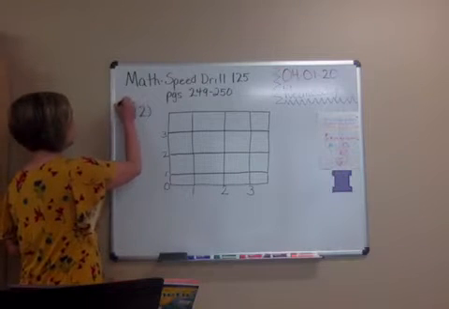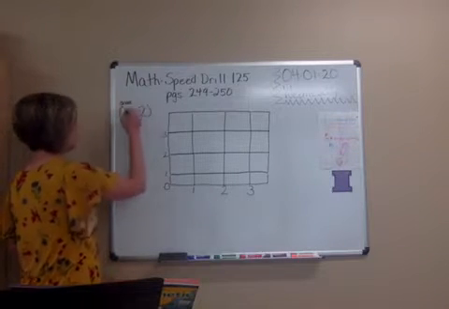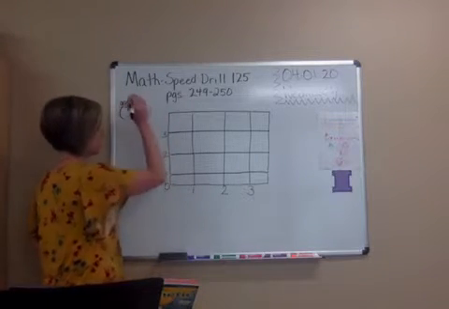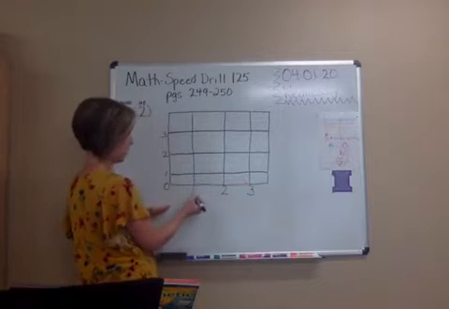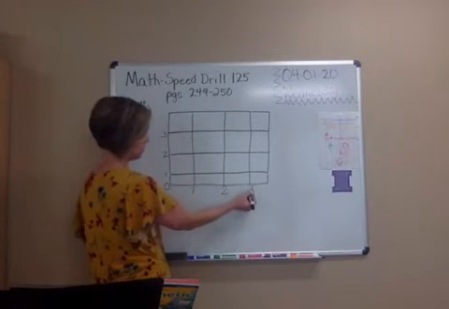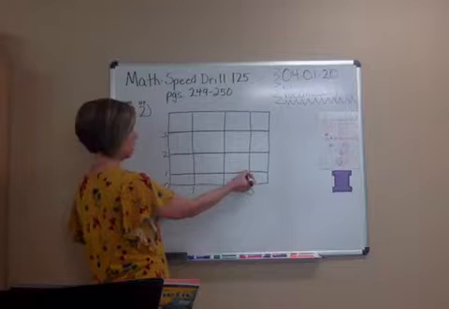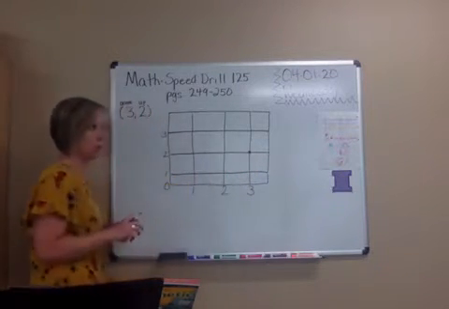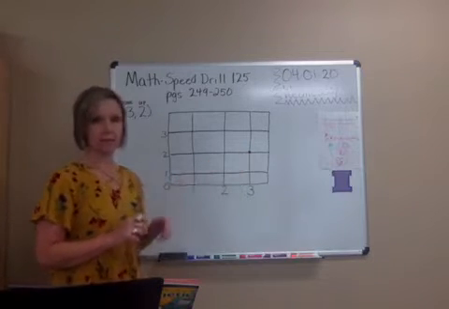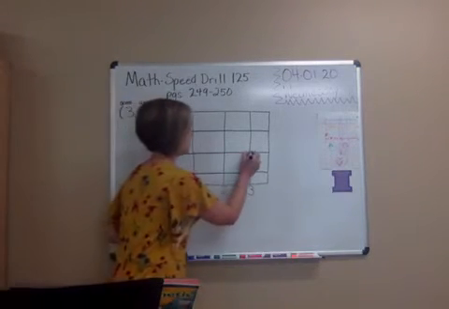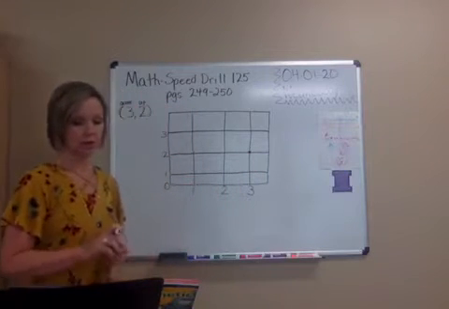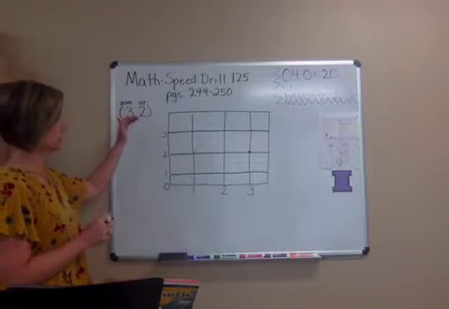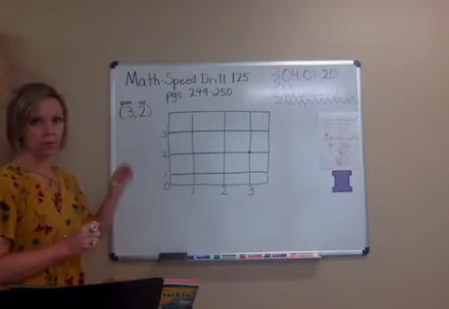Okay? So for 3, 2, we're going to go across to the 3, and then we're going to go up to the 2. So I have 1, 2, 3, up 1, up 2, and we're plotting our point right there on that line. Okay? You can see that. It's right there. And it shows in the example also. So just remember, across for the first number, up for the second number.